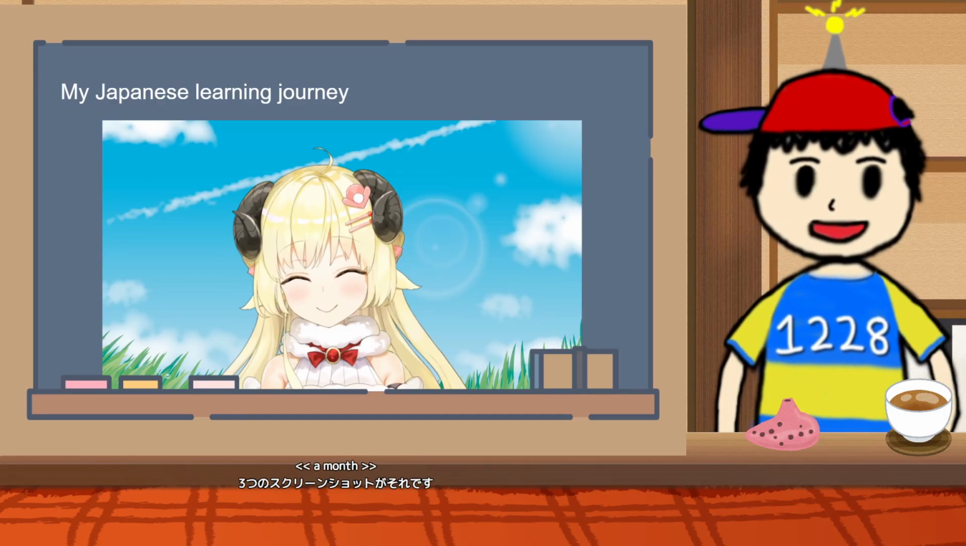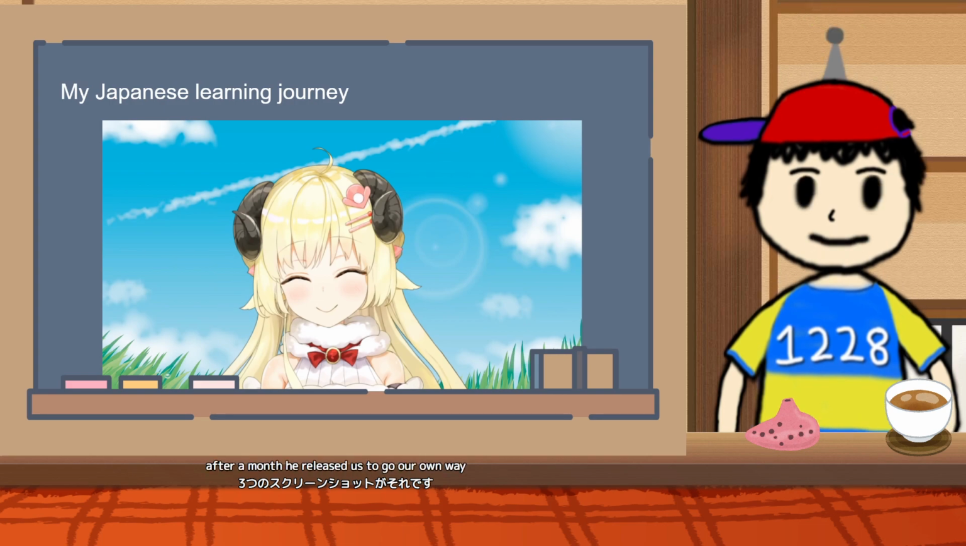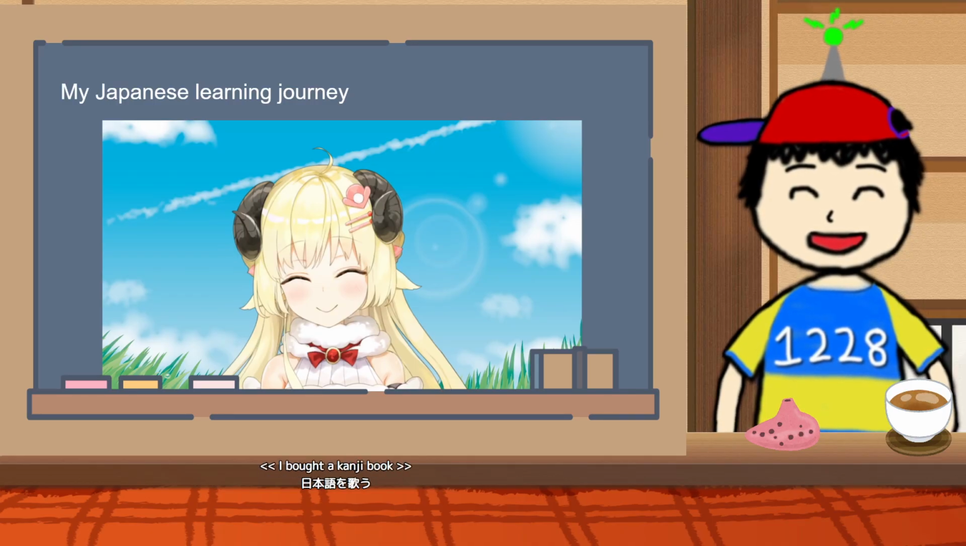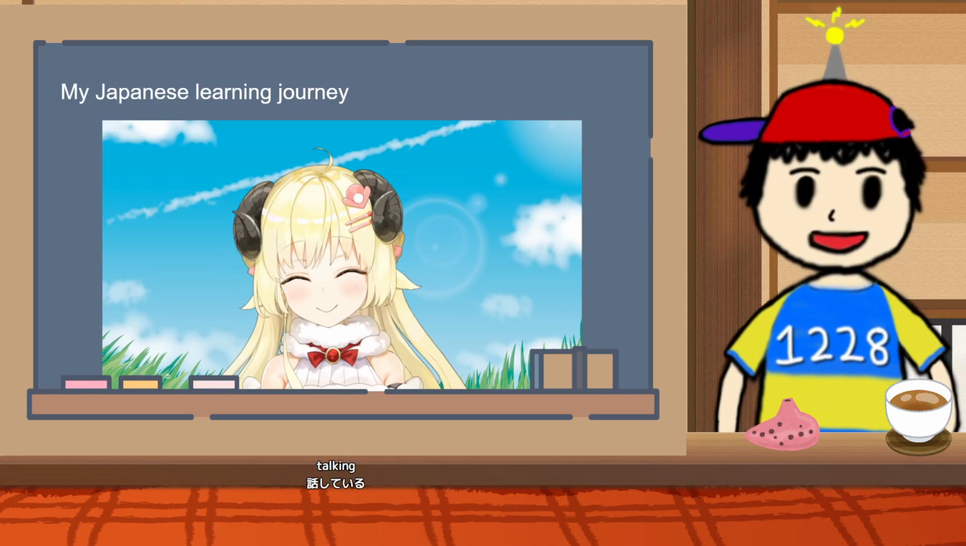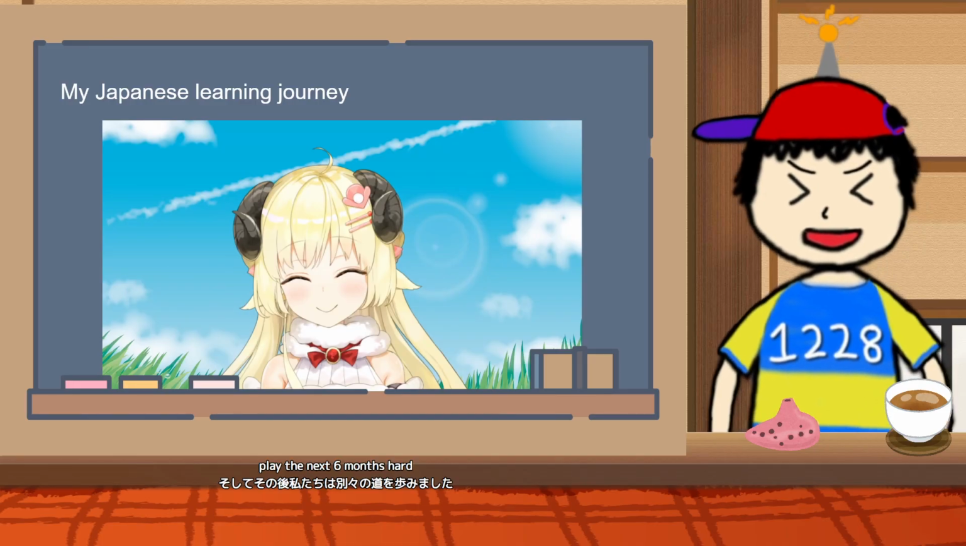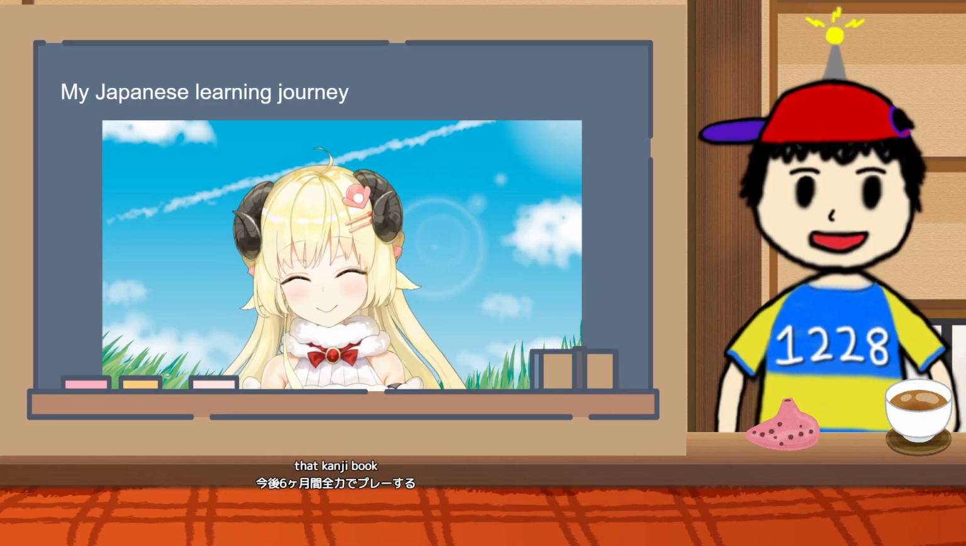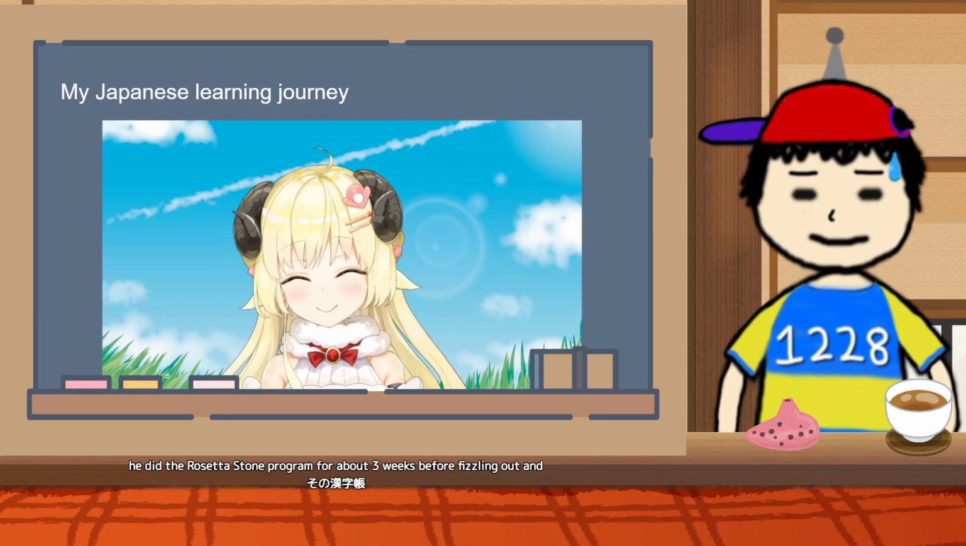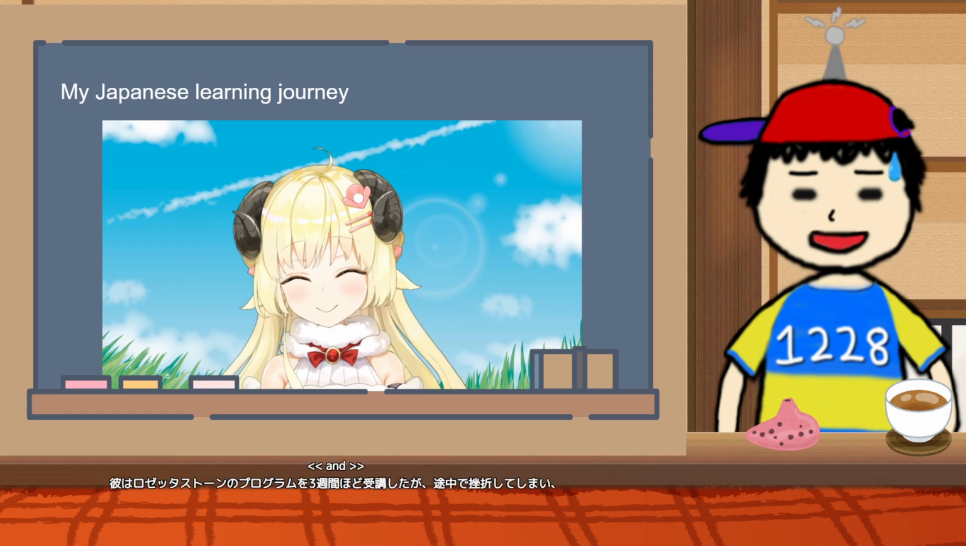After a month, he released us to go our own way in learning Japanese. What I ended up doing, I bought a kanji book, which I will be talking about later. He went and got a freaking $200 Rosetta Stone program. And we went our own separate ways after that. I spent the next 6 months hardcore binging that kanji book. He did the Rosetta Stone program for about 3 weeks before fizzling out and completely crashing out, and he stopped.